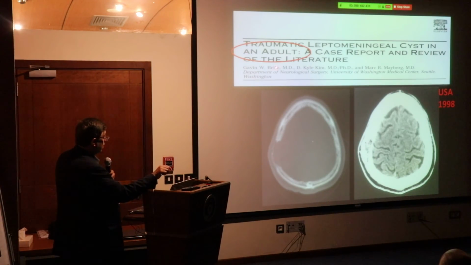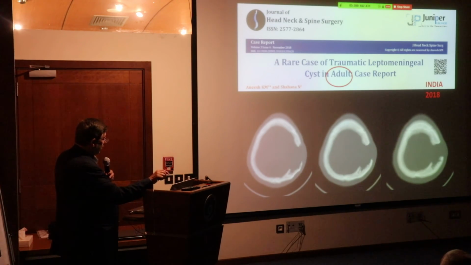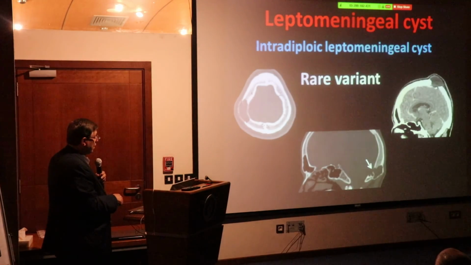Another paper about an adult leptomeningeal cyst. Again, look at the bone absorption there. A further case of adult leptomeningeal cyst. You can see the amount of bone resorption. That's why it's called skull disappearing syndrome or skull fracture growing syndrome.